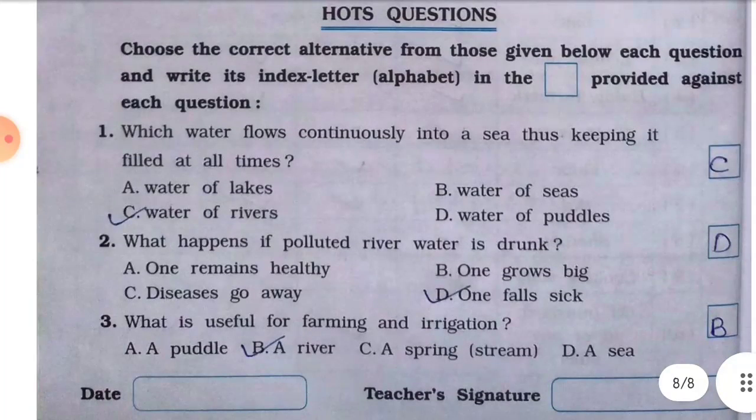Choose the correct alternative from those given below each question and write its index letter or alphabet in the box provided against each question. Number 1. Which water flows continuously into a sea, thus keeping it filled at all times? Options: A. Water of lakes, B. Water of seas. C. Water of rivers. D. Water of puddles. Answer is C. Water of rivers.